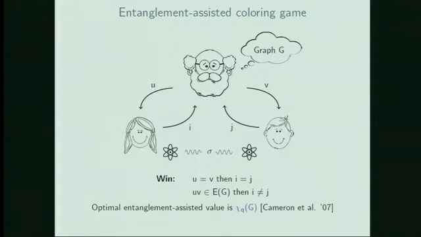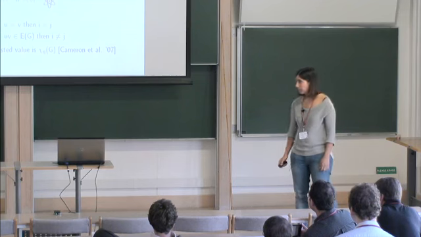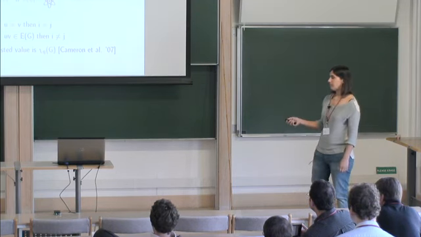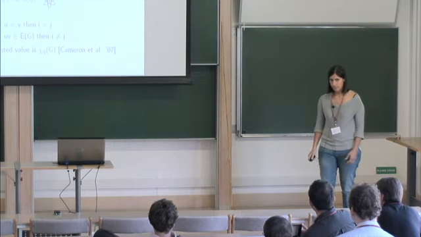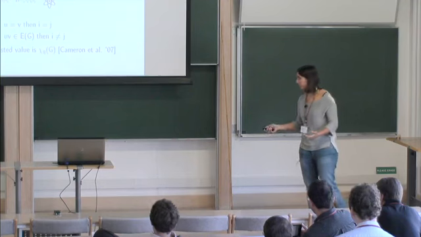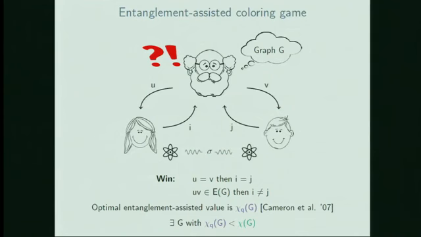So this game was formalized by Cameron and co-authors in 2007, and the optimal entangled system value of this game is called chi-q, which is the quantum chromatic number. The reason why I'm talking to you about this is because such a separation exists. So having entanglement between two players does help them in some special cases.